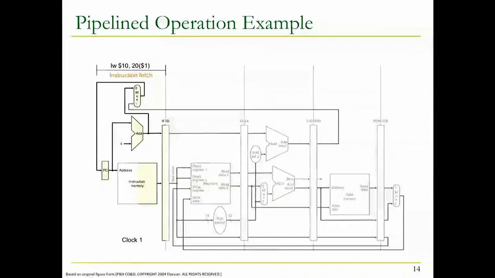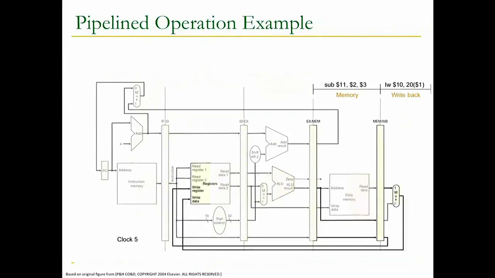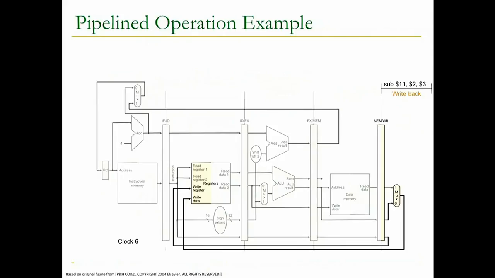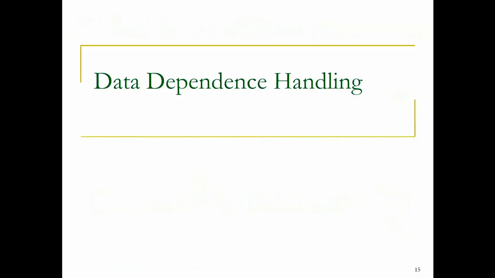So let's look at the pipeline operation very quickly. I've shown you this before. You have a load and subtract. These go through the pipeline this way. They're independent. Everything is nice. What if the sub instruction were dependent on load? Then you have a problem. Okay, so how do you handle data dependencies?